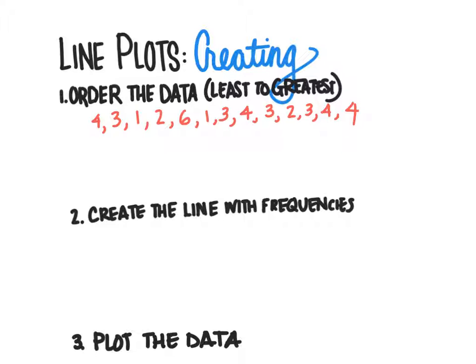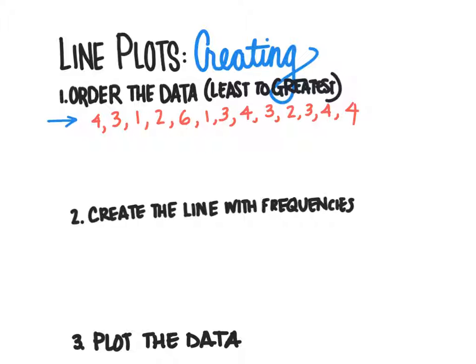So in order to create a line plot, the first thing that you need is data. And data is the result of a survey. So we surveyed about 13 students at Golden Valley Middle School, and we determined how many siblings they had. So we asked them, how many brothers and sisters do you have?